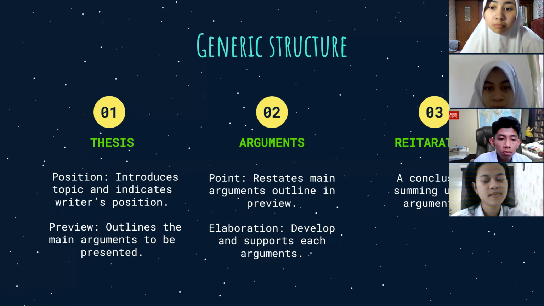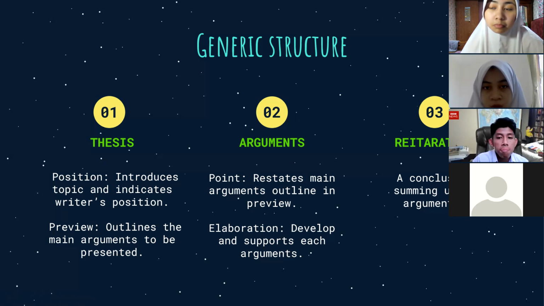Next is argument. The point of argument restates the main argument outlined in the preview. Elaboration develops and supports each argument. The next generic structure is reiteration. Reiteration is the conclusion, summing up the arguments. Next.